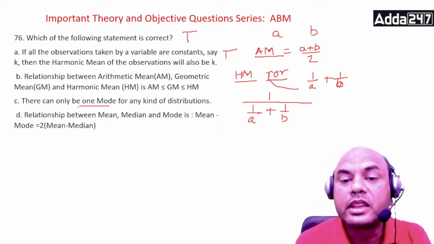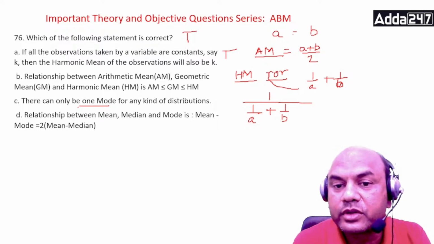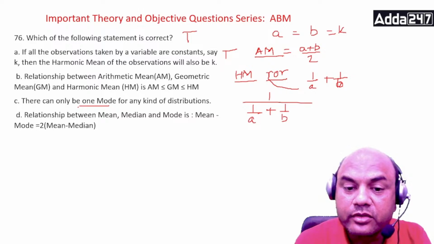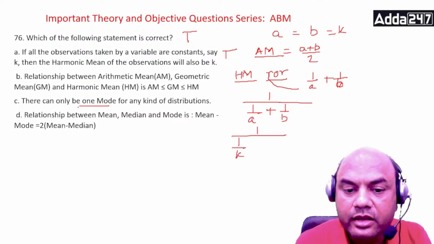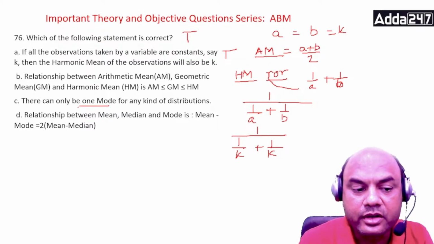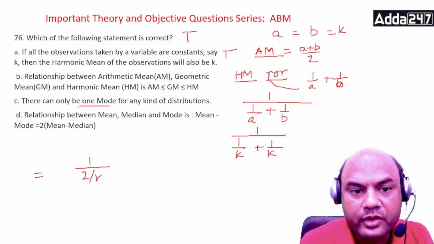Now what is the question? The question is that both A and B are k. So A equals B equals k. So what will be my answer now? So 1 upon, say this, 1 upon k plus 1 upon k. Right. So it is what? If you add this, what will you get? I'll write it over here. It is 1 upon, 1 plus 1 is 2, 2 upon k.